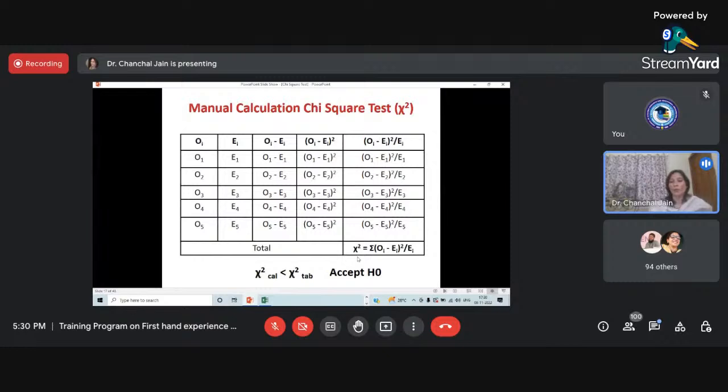So in the manual calculation, the thumb rule of accepting or rejecting the hypothesis is when the chi-square calculated value is less than chi-square tabulated value, then we are accepting the null hypothesis. Chi-square tabulated value is also known as the critical value. So when we compare the critical value with the calculated value and find that the calculated value is less than the critical value, in that case we can accept the null hypothesis.